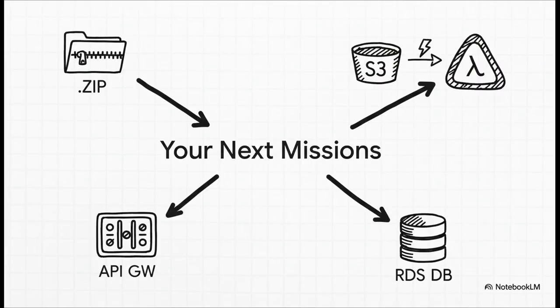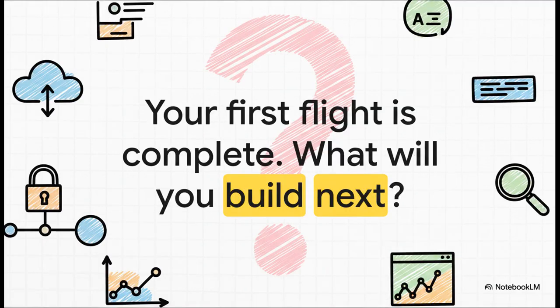So what's next? I mean, this first flight is really just the beginning. From here, you could learn to deploy more complex functions using zip files, or you could set up a trigger so your function runs automatically whenever a file gets uploaded to a storage bucket. You could even build a whole API or connect your function to a database. The possibilities are massive. And just like that, your first serverless flight is complete.